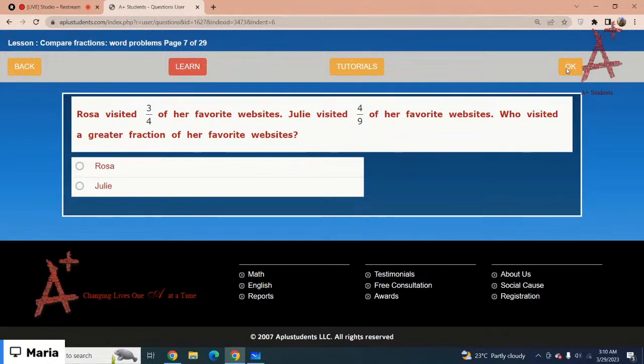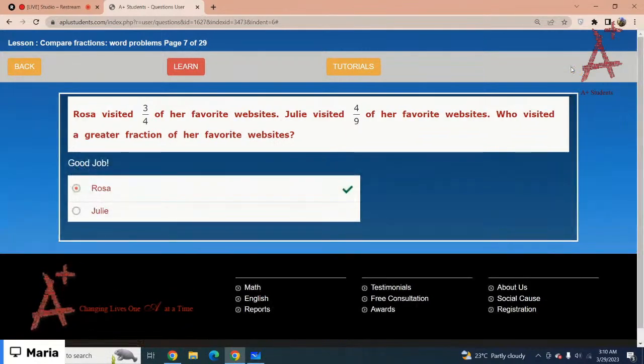Three out of four is the greater fraction than 4 out of 9. Got it? That means the correct option is one. Rosa visited more websites. Got it? Rosa is the correct option. Very good.